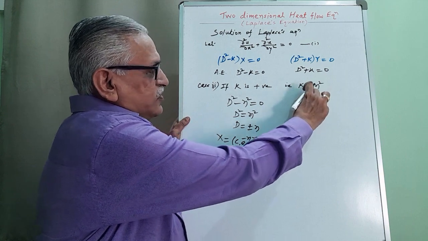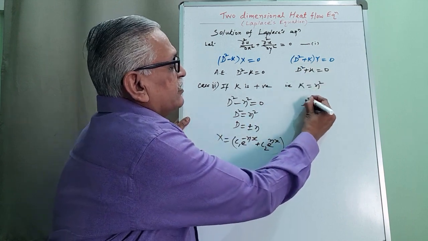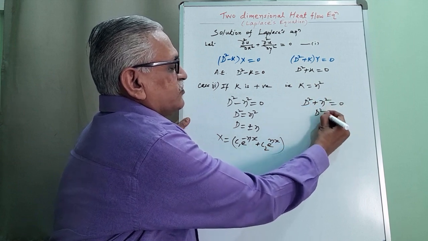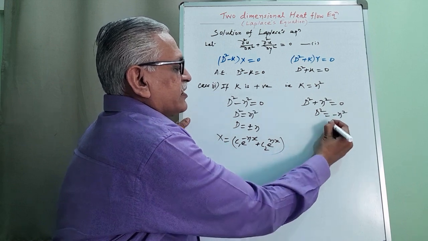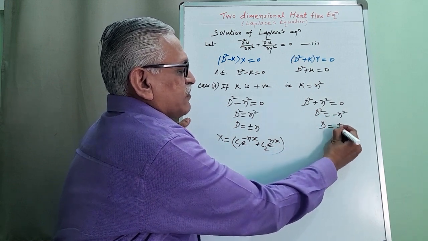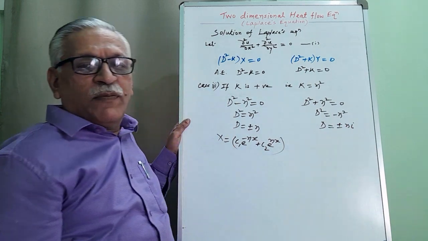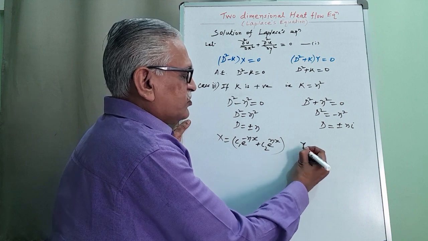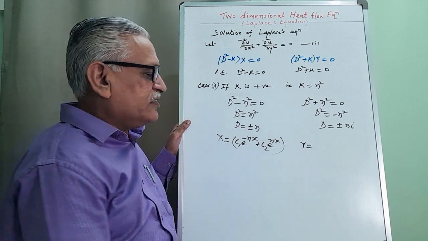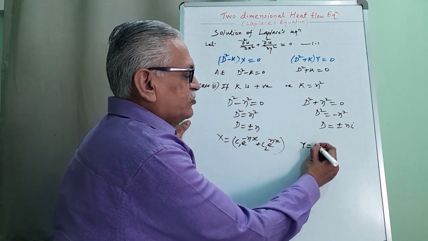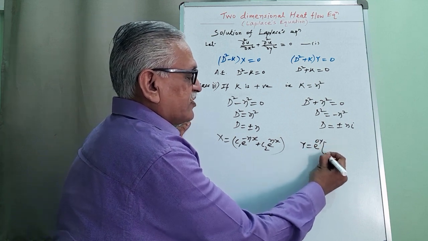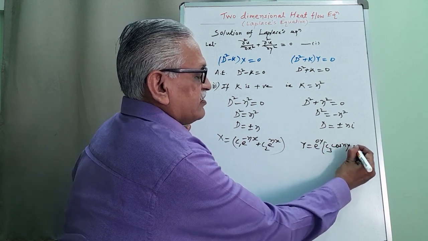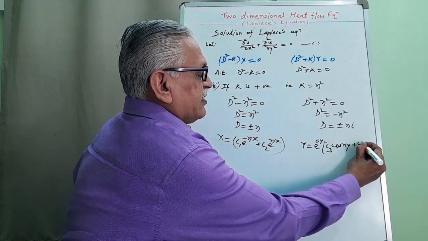Then substituting k equals n square in this equation, we get D square plus n square equals 0, nothing but D square equals minus n square. Taking square root, we get D equals plus minus n i, imaginary roots. And whenever we have imaginary roots, its solution, this time for y, is e raised to 0 y, C3 cos ny and C4 sin ny.